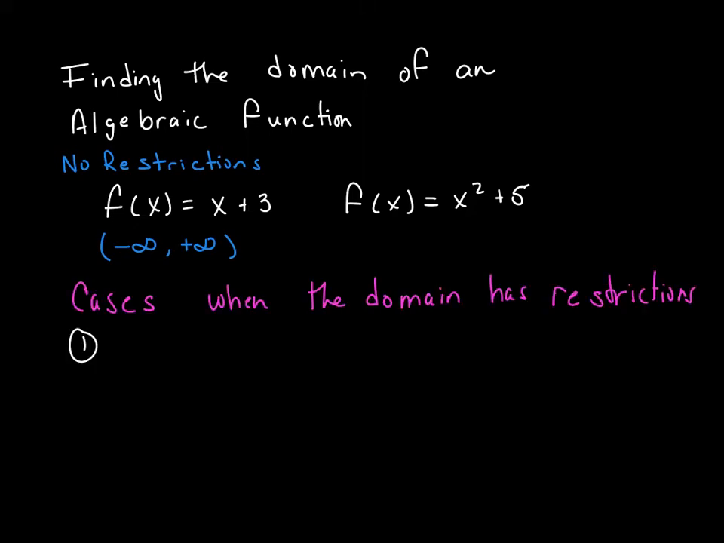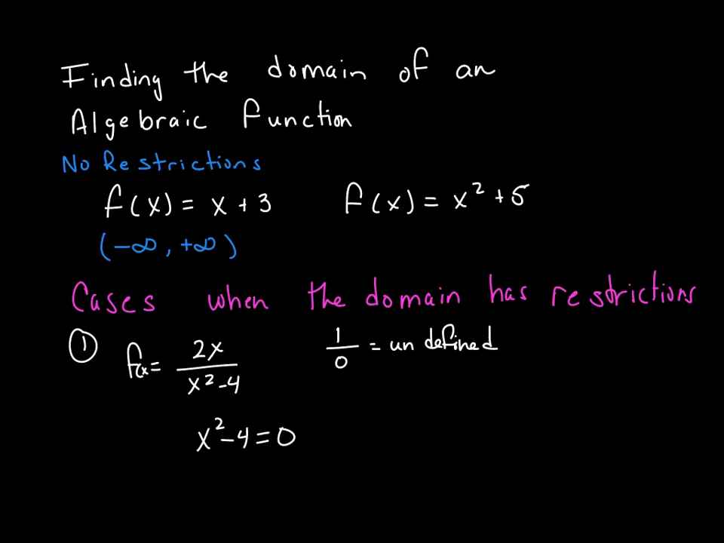Alright, the first case where we have a restriction on our domain is going to be a fraction. The reason why we have a restriction on our domain here is because if you ever have a case where you have any number over 0, that is undefined. So that means we cannot have any values here in the denominator that equal 0.